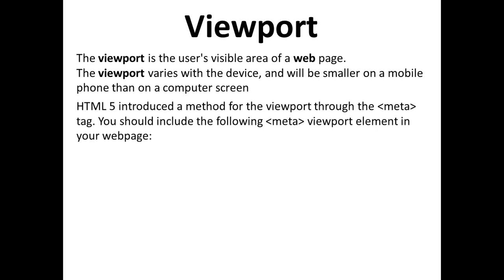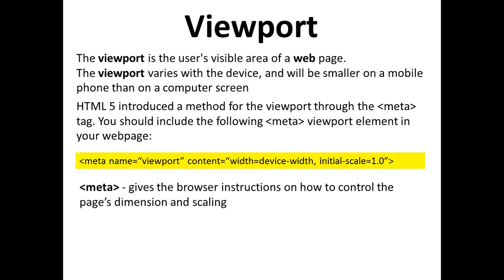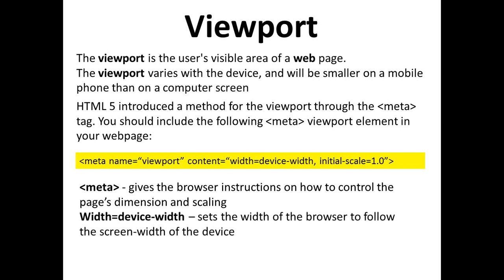HTML introduced a method for the viewport through the meta tag, and you should include the following meta viewport element in your web page. This is what we call the meta code or the meta tag. You have meta as your tag, name viewport, content width equals device-width, initial-scale 1.0. Now, meta gives the browser instruction on how to control the page's dimension and scaling. Width equals device-width sets the width of the browser to follow the screen width of the device. It is the one that will determine how wide your screen is.